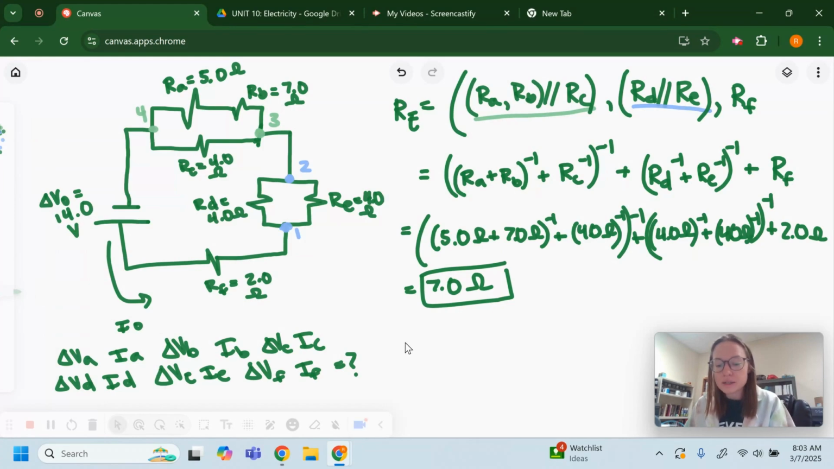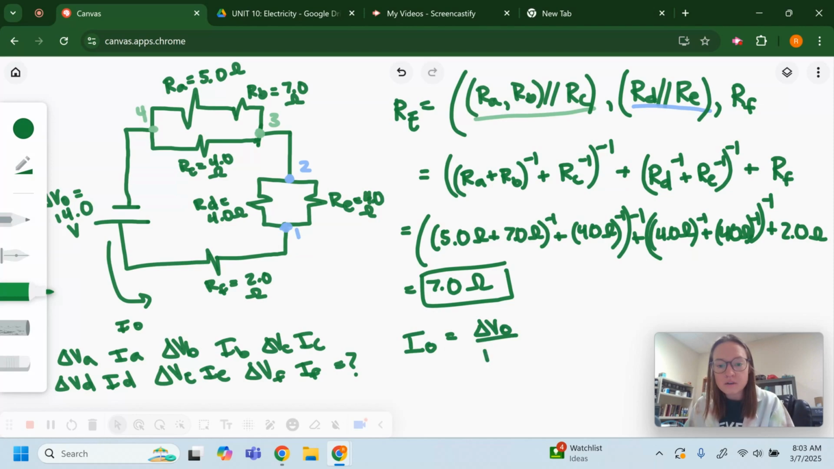Here's why it's really easy to find I_0: I_0 is going to equal ΔV_0 over the total equivalent resistance. Now I have the total equivalent resistance, so I can just plug in 14 volts divided by 7.0 ohms, and I get that the total current through this thing is 2.0 amps.